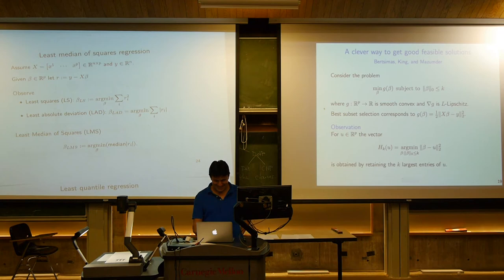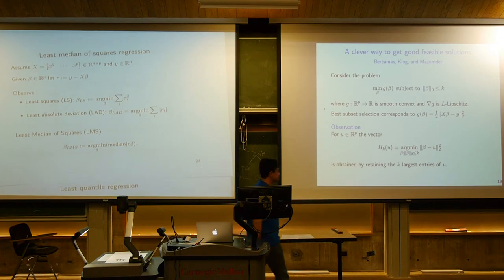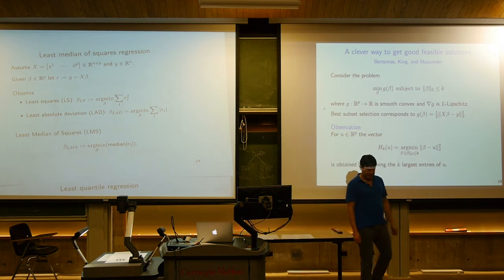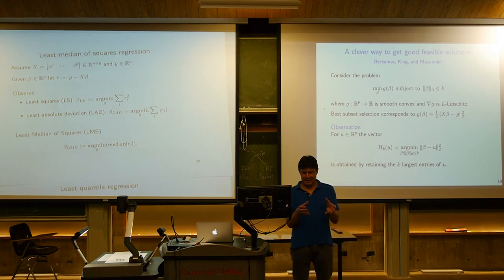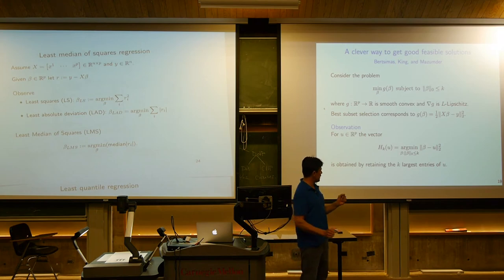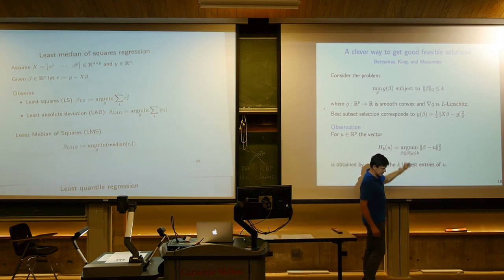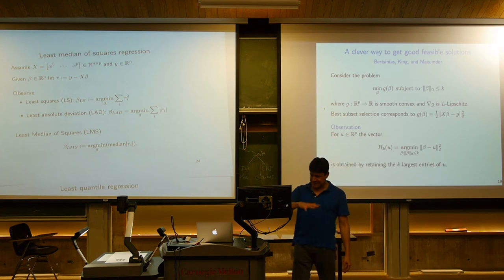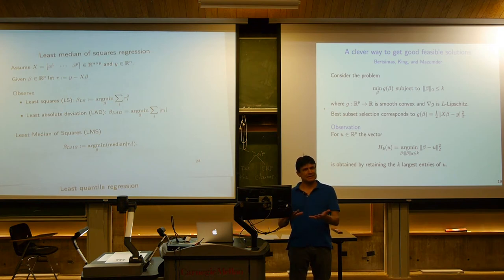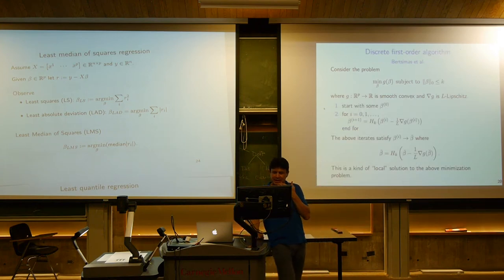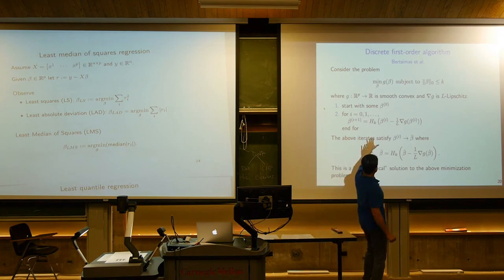So yes, Ryan was questioning the label of "clever" here. And he made me realize that if you think about the hard thresholding, you can see this as just a projection onto a non-convex set. This operation here is finding the projection of u on the set of k-sparse vectors. That's all that you're doing here. So you could see the entire discrete first order algorithm as a kind of proximal gradient algorithm, where this essentially is that proximal step.